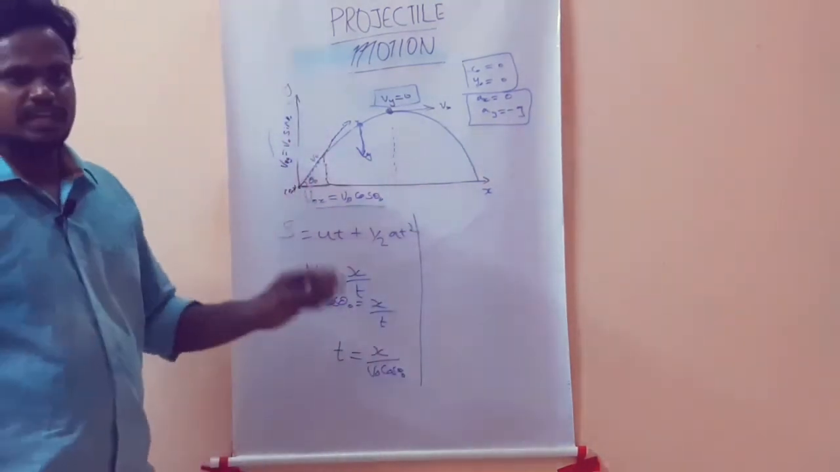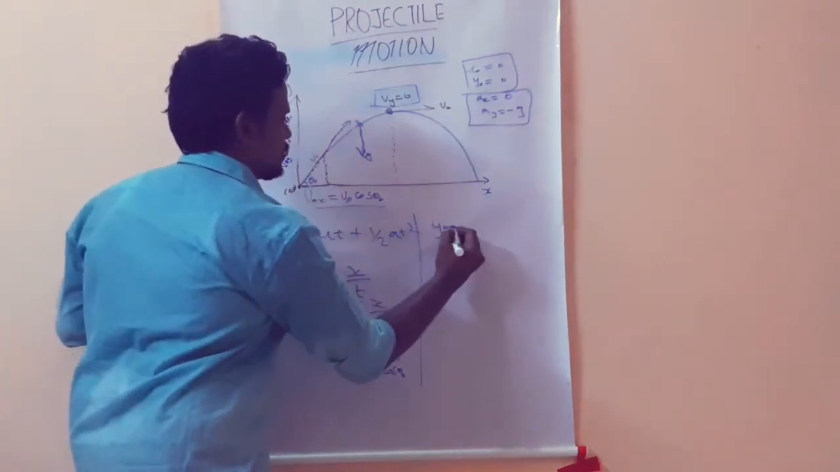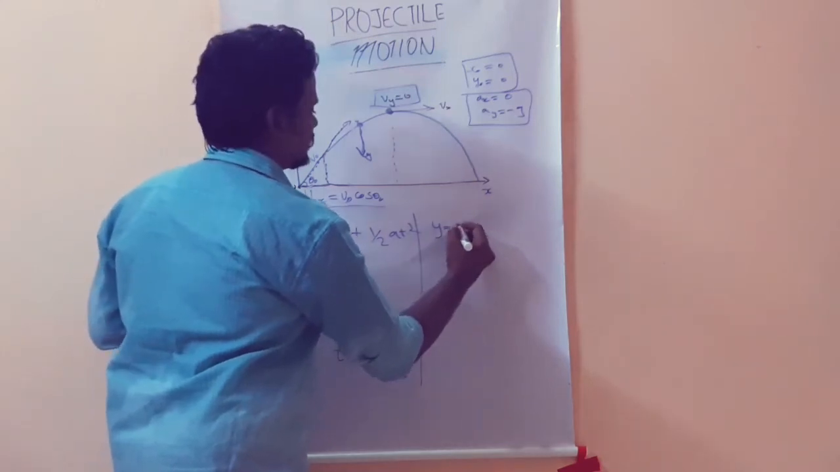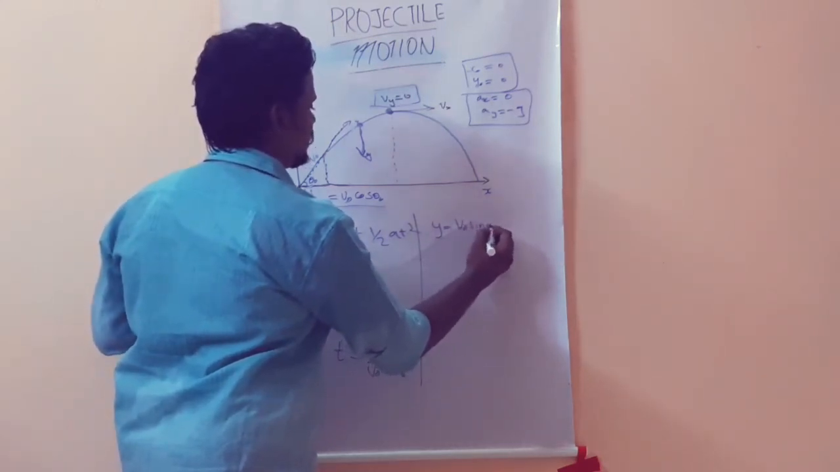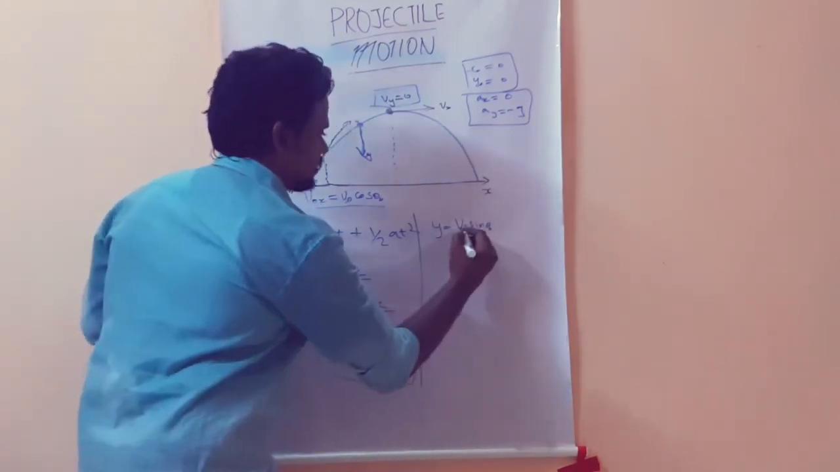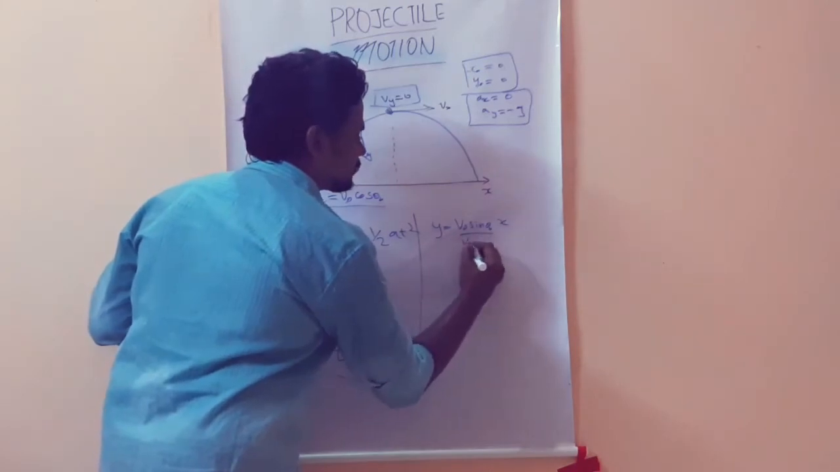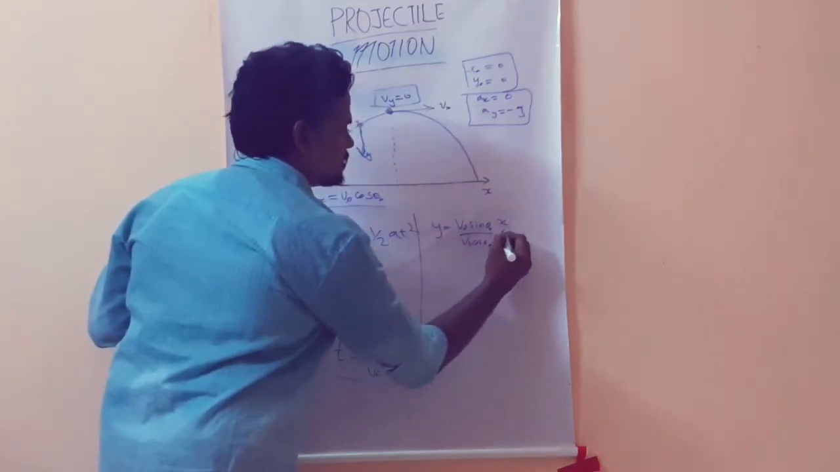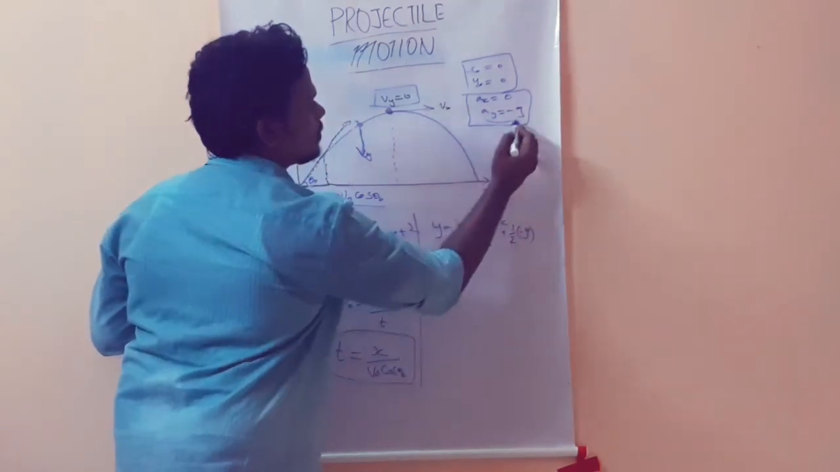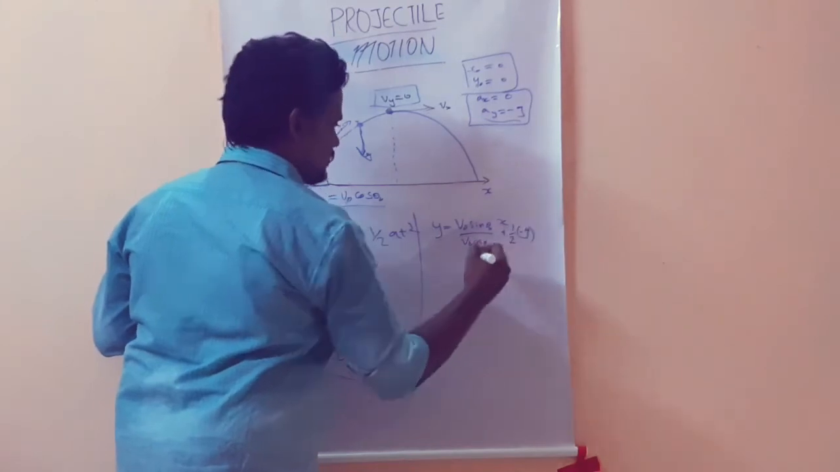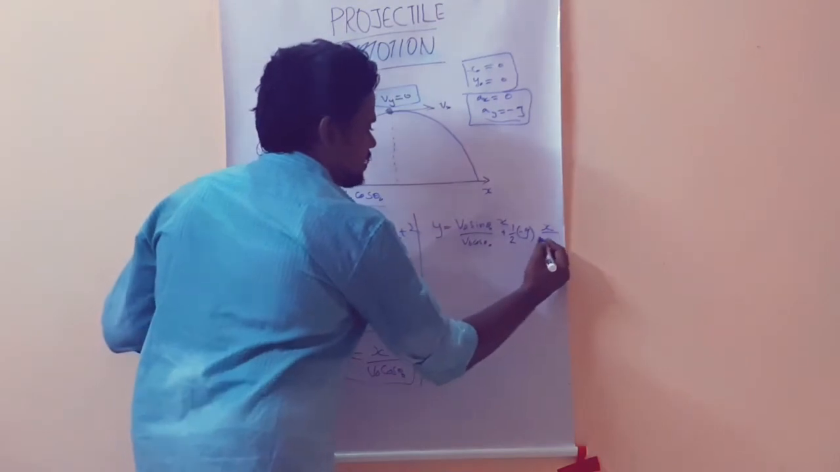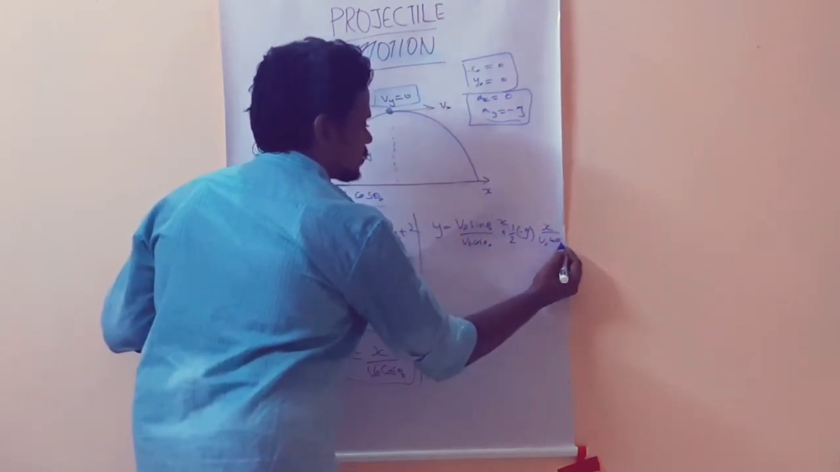Now we are going to substitute s equal to y and then u equal to the initial velocity in the y axis, that is v naught sin theta naught, and then t is x divided by v naught cos theta naught, plus half, instead of g we are going to replace it by minus g. In the place of a we are going to replace minus g. In the place of t we are going to substitute x divided by v naught cos theta naught the whole square.